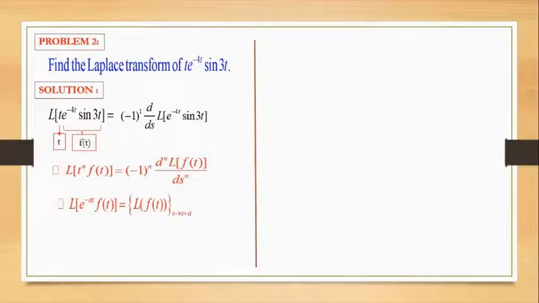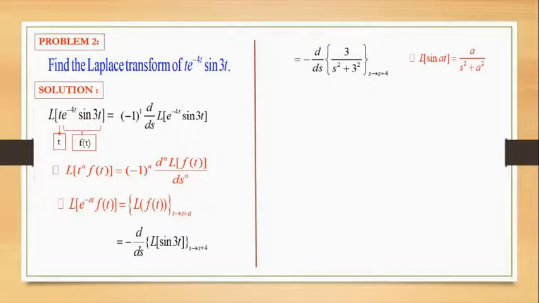So Laplace of e power minus at f of t is written as Laplace of f of t with the shift of s to s plus a. So we get minus d by ds, Laplace of sin 3t where s is shifted to s plus 4. Since Laplace of sin at is equal to a divided by s square plus a square, we substitute and we get minus d by ds of 3 divided by s square plus 3 square, with the shift of s to s plus 4. We replace s by s plus 4 in our next step.